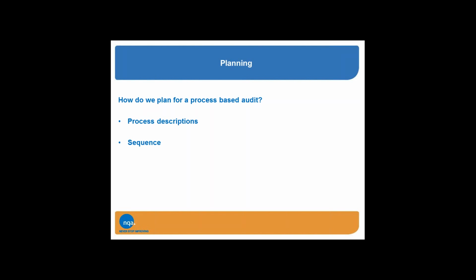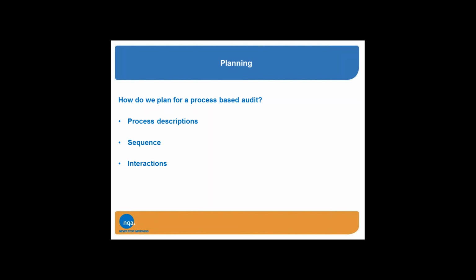Organisations are also required to determine the sequence and interactions of the processes. But even without these two aspects, as long as you have the process names, you should be able to form the basis for a good process-based audit. For example, you're not going to put purchasing right at the end of your audit. It's logical that this would fall within the plan part of the PDCA cycle.